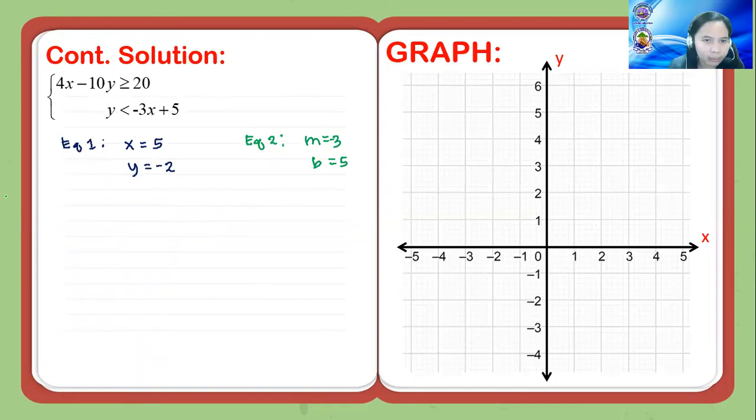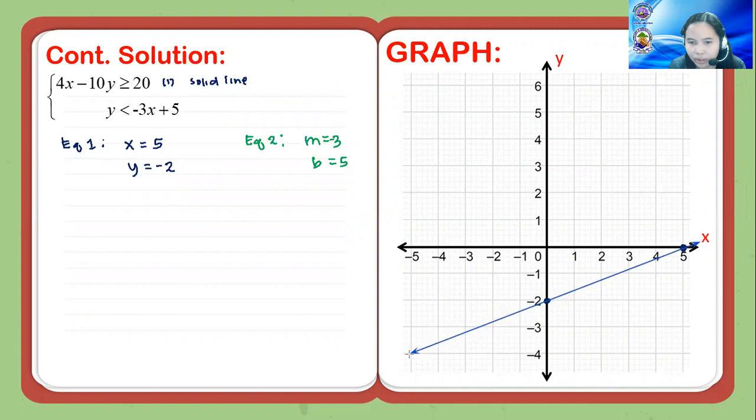Let me use a blue pen. So we have x is equal to 5. This is the point. And then y is equal to negative 2. This is the point. Now for the equation number 1, since the symbol is greater than or equal, we will use a solid line. So let's have a solid line. I combine the 2 points for the solid line. Okay, let me repeat.